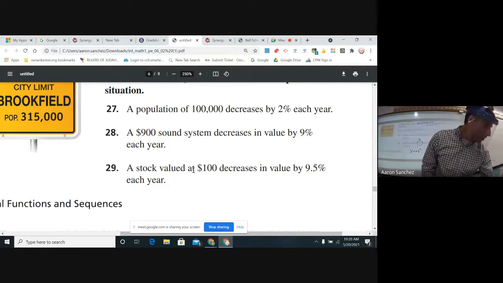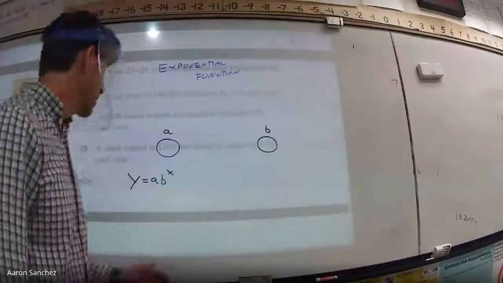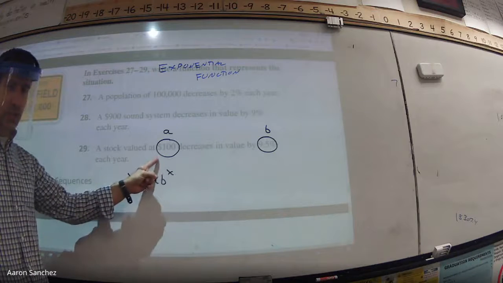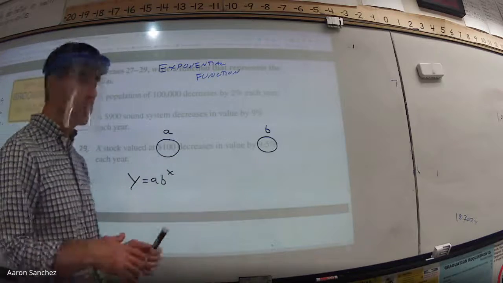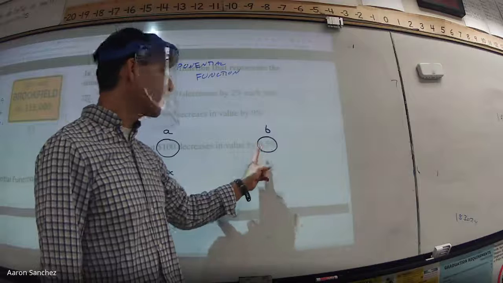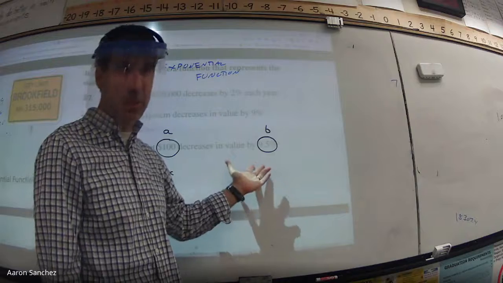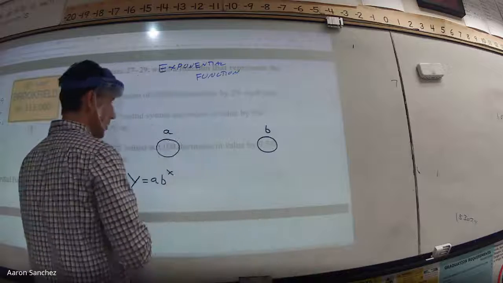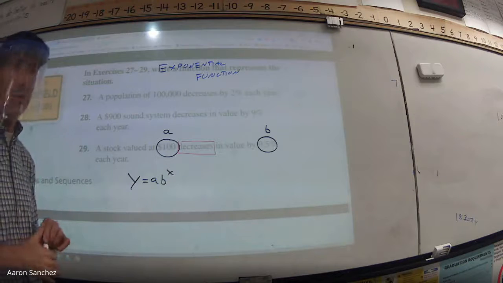Okay, so everyone, I'm going in front of the computer now. To write this as an exponential function, the $100 is my A. You guys see this? And the 9.5% is my B. Except, first of all, if it's increasing, I don't know if you remember we put a 1 in front of it. We talked about that yesterday, I'm showing you again. But it's not, it is decreasing. So we don't put a 1 in front of it.